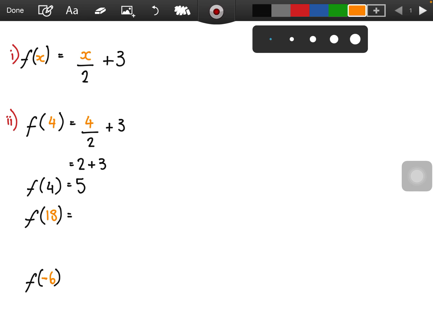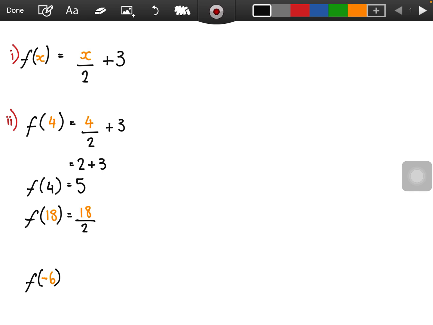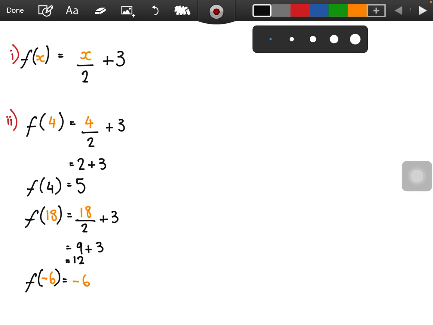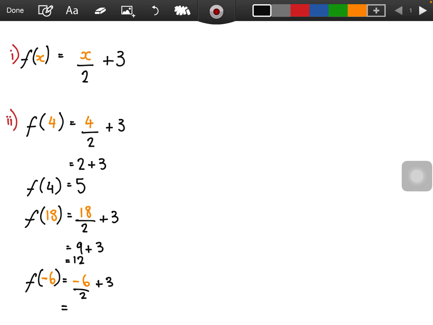Okay, so I'm going to have 18 over 2 plus 3. So that is 9 plus 3, which is 12. Okay, and minus 6 then. So minus 6 over 2 plus 3. So that is minus 3 plus 3, which is 0.